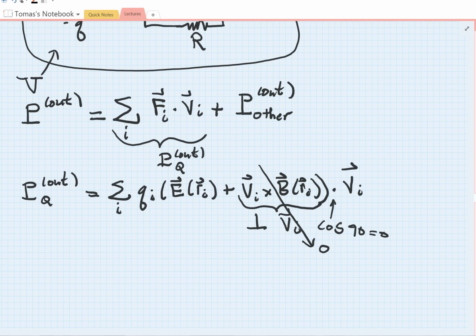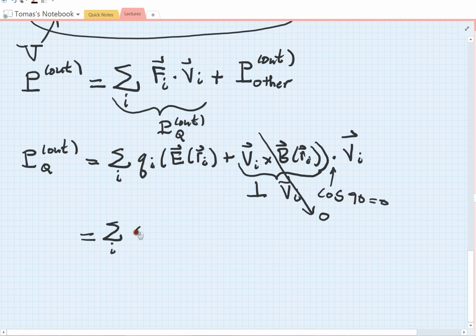And these we can simplify a little bit further, because if we sum up over all the particles i, we've got Qi, the electric field, dotted with Vi. Now the dot product is commutative, so of course I can switch the order. So I can rewrite this as the sum on Qi Vi, the Q's and velocities of each particle, dotted with the electric field at the location of each particle.